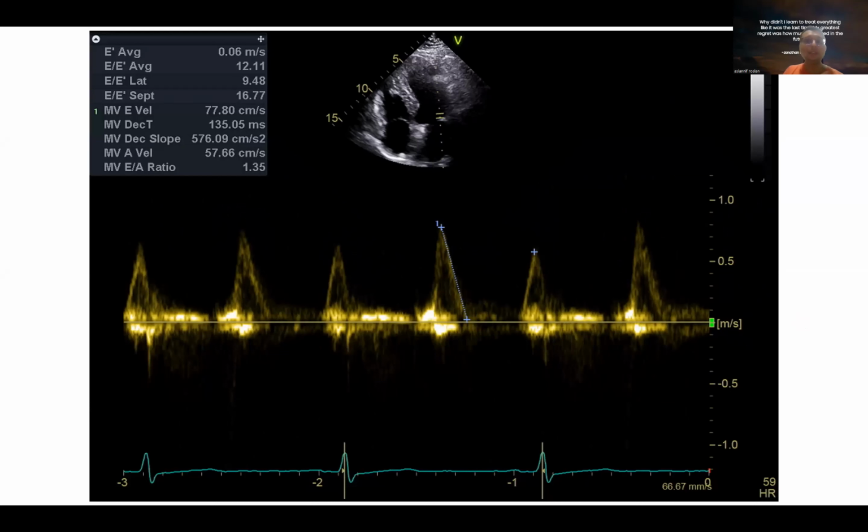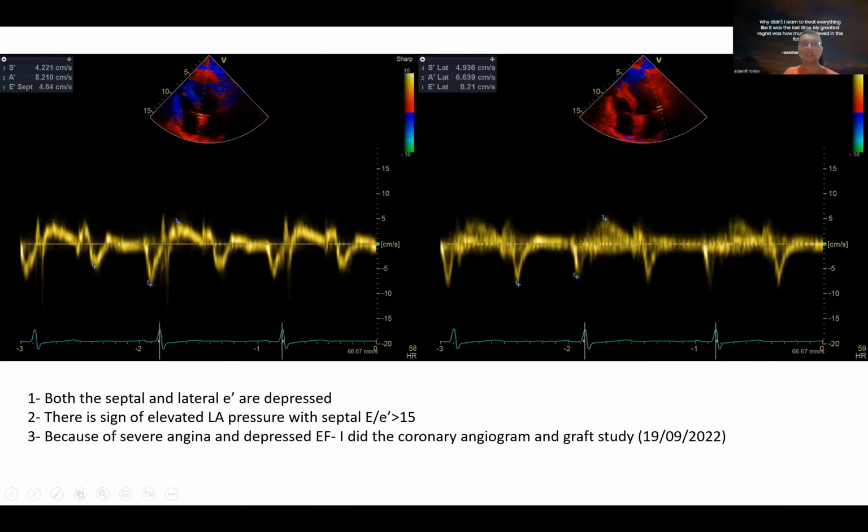The second question is whether the LA pressure is elevated or not. So lo and behold, when we look at the septal E prime, it is very weak at 4.64. Lateral E prime is very weak at 8.21. And we calculate average E over E prime, it is more than 14. So what do we have here? Someone with heart failure with mid-range ejection fraction that has high left atrial pressure at rest.